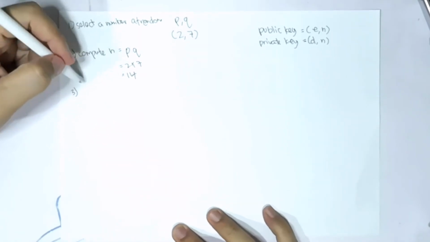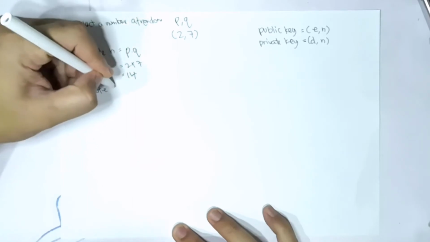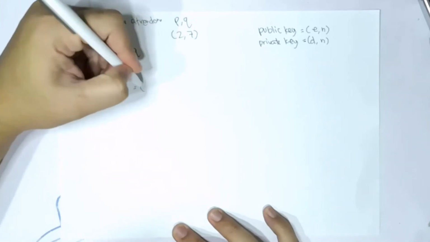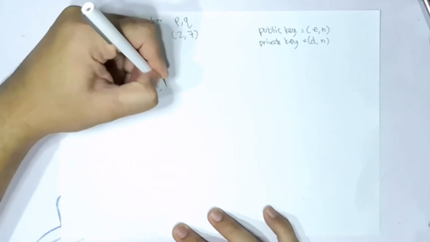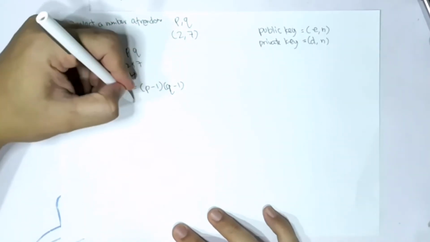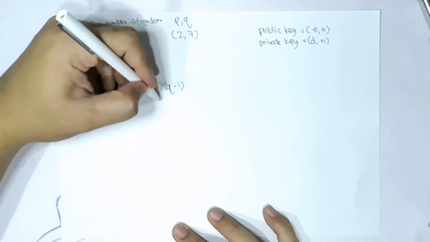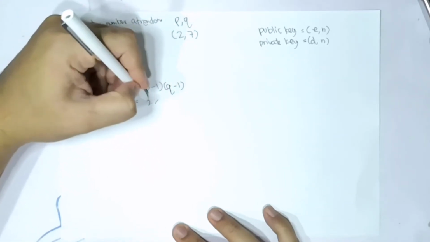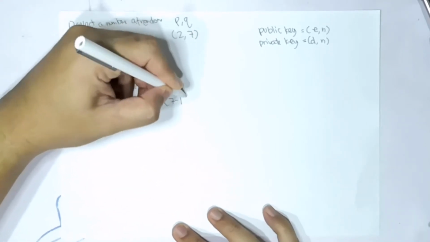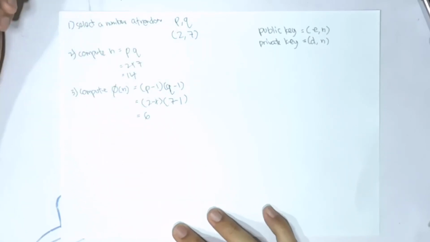The third step is compute phi N. So phi N, you can use the equation (P minus 1) times (Q minus 1). So for this part, 2 minus 1, 7 minus 1. So 1 times 6, so you get 6.